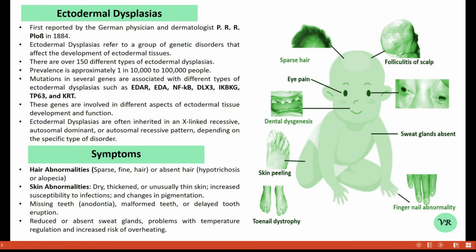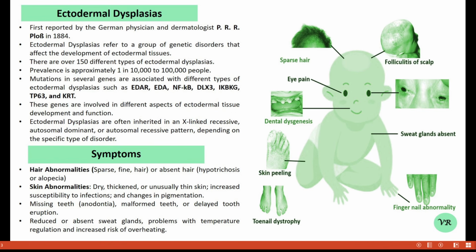In this video, I will talk about ectodermal dysplasias. Ectodermal dysplasias were first reported by the German physician and dermatologist Pierre Blob in 1884. He described a group of disorders characterized by abnormalities in the development of ectodermal tissue.